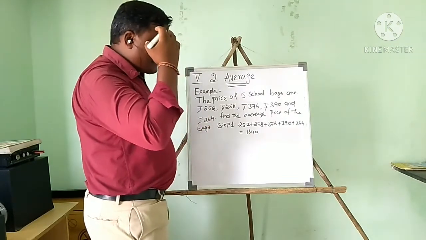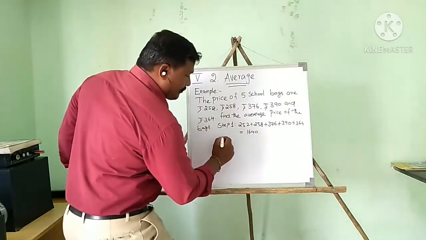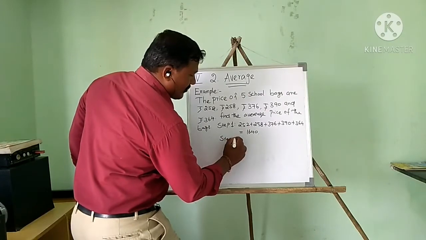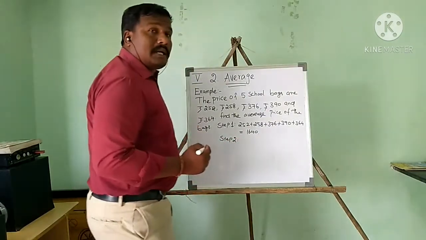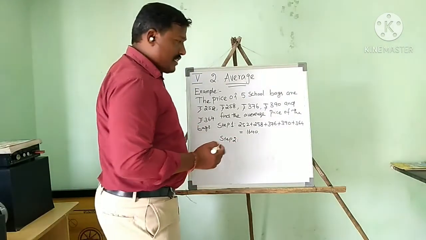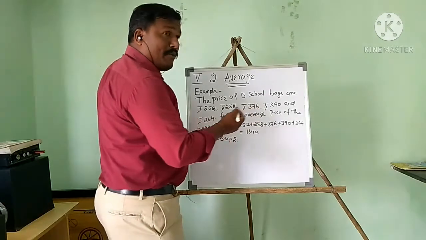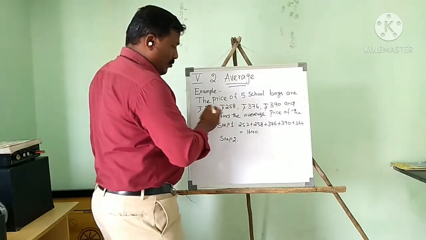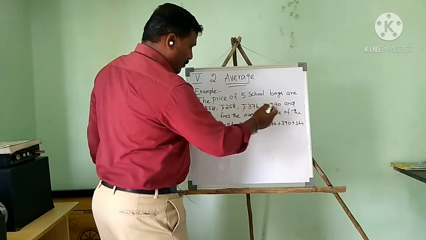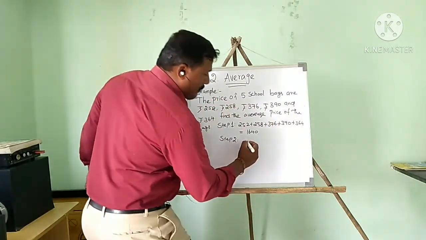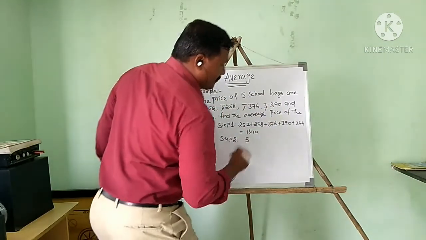Then second step, find the number of addends. Addends means the number of values, how many numbers I added. So 1, 2, 3, 4, 5. So the number of addends is 5.